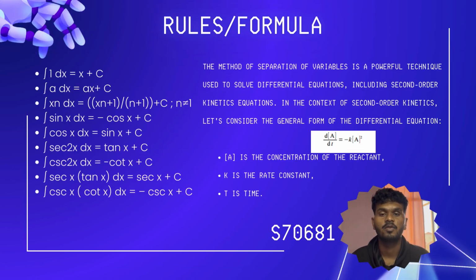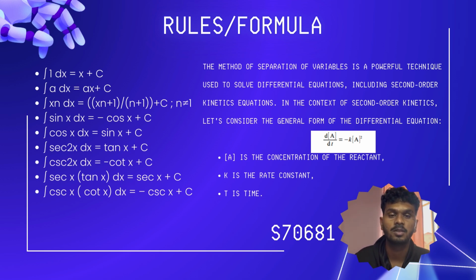As for the rules and formulas, I have listed out some of the basic integration rules, which are: when we integrate 1 dx, it will give us x plus c. And if we integrate x^n dx, it will give us x^(n+1) over n+1 plus c, where n cannot be equal to -1. And also, when we integrate sin x, it will give us negative cos x, and if we integrate sec^2 x dx, it will give us tan x.